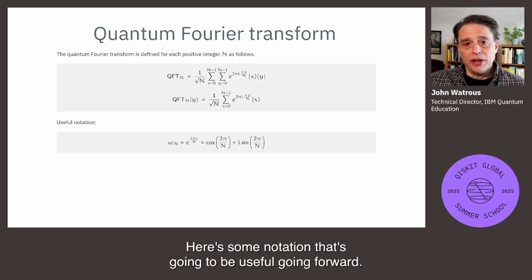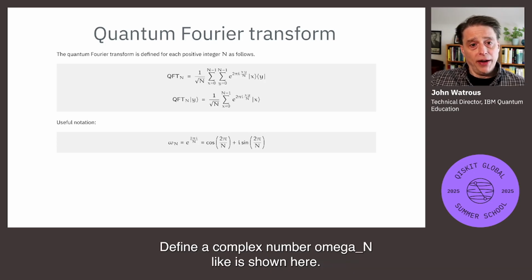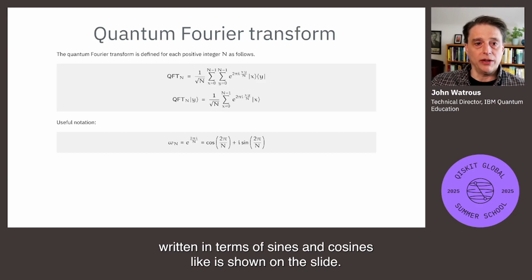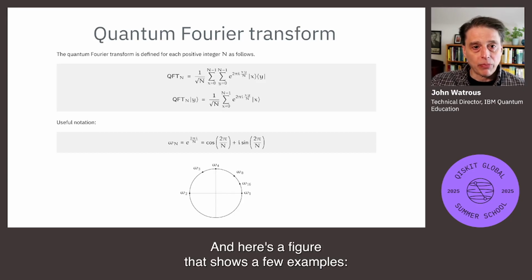Here's some notation that's going to be useful going forward. Define a complex number omega n like is shown here. Specifically, omega n is e to the 2 pi i over n, which can also be written in terms of sines and cosines, like is shown on the slide. And here's a figure that shows a few examples.